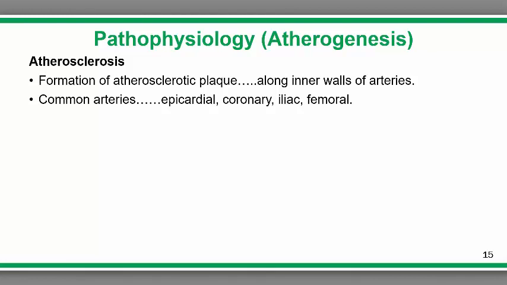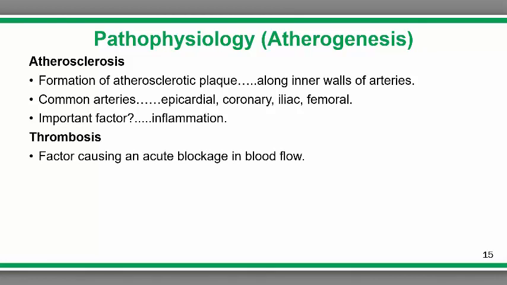Some of the more common arteries that are susceptible to the accumulation of this plaque include the epicardial artery, the coronary artery, the iliac, and the femoral arteries as well. An important factor that drives the development of this plaque is inflammation, and that's something we'll address in a subsequent video. One of the problems that could result from atherosclerosis is what's called a thrombosis.